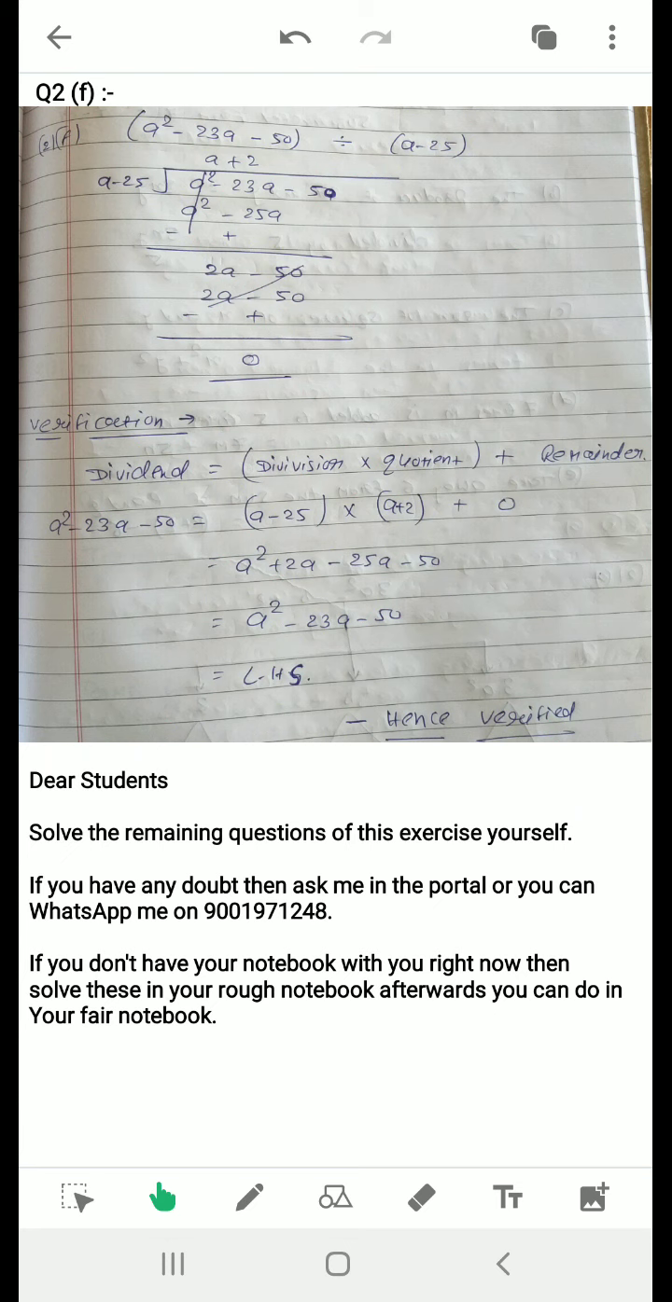So my dear students, solve the remaining questions of this exercise yourself, and if you have any kind of doubt, don't hesitate to ask. Do all these questions in your notebook. If you don't have your fair notebook right now, maybe because you submitted it in school, then do it in your rough notebook and afterwards you can do it in your fair notebook again. So solve these questions, try this. If you have doubt, ask me again. Okay, thank you.